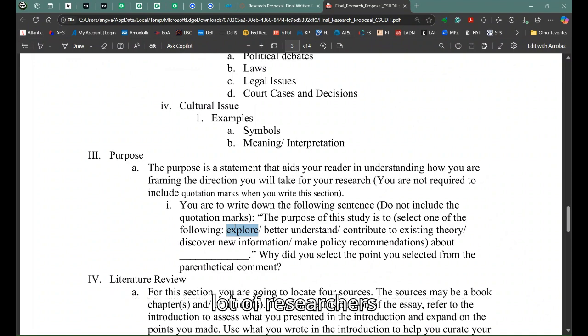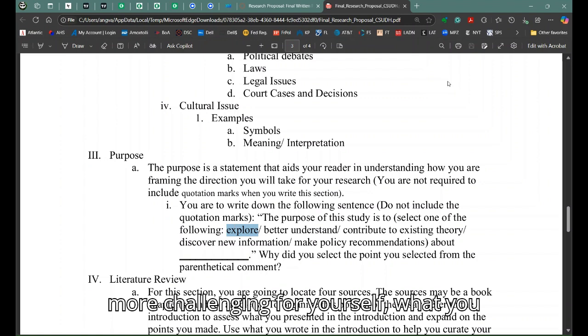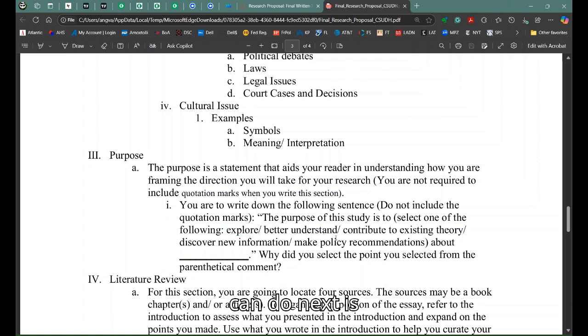A lot of researchers usually start with an exploratory study to see what type of literature or what type of research project they're able to engage in. Right, so explore is a good choice to begin, to start off with. However, if you want to make it a little more challenging for yourself, what you could do next is maybe select better understand.